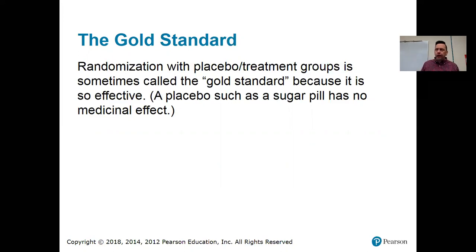The typical example is you're trying to test a new drug. So you give half of the people a placebo, a sugar pill, something that looks like a pill but doesn't actually do anything. And then you give the other half of the people the drug, and you obviously don't tell the people, are they getting a sugar pill or a real pill? And you see if there's any difference between the control group, which is the group that got the sugar pill, and the treatment or experimental group that got the real pill.